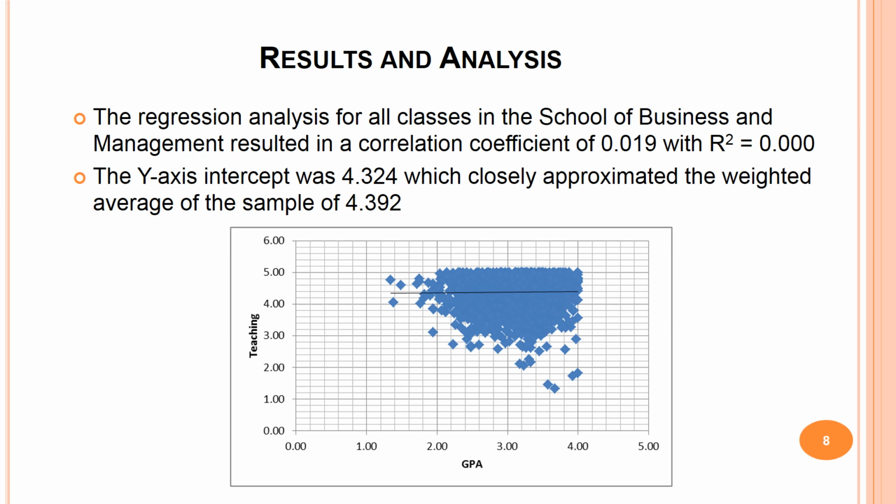Applying this regression model to the School of Business and Management dataset, we found a correlation coefficient of 0.019 with an r-squared of 0.0. This is interpreted to mean that there is no correlation between the independent and dependent variables. The y-axis intercept of 4.32 was very close to the weighted average from the data set of 4.39. One might conclude from this result that the instructor would receive a score of between 4.3 and 4.4 regardless of the grades assigned.